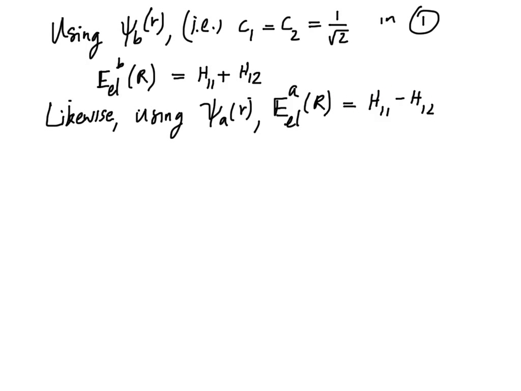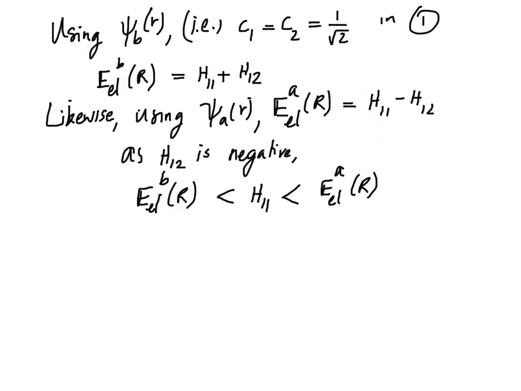Now, here is another piece of useful information. It turns out that the integral involved in the computation of H12 turns out to be a negative number. So what does this mean? It basically means that our E_el,B is going to be less than H11 because H12 is negative. And likewise, this quantity over here, E_el,A, is going to be higher than H11 because H12 is, of course, again negative.